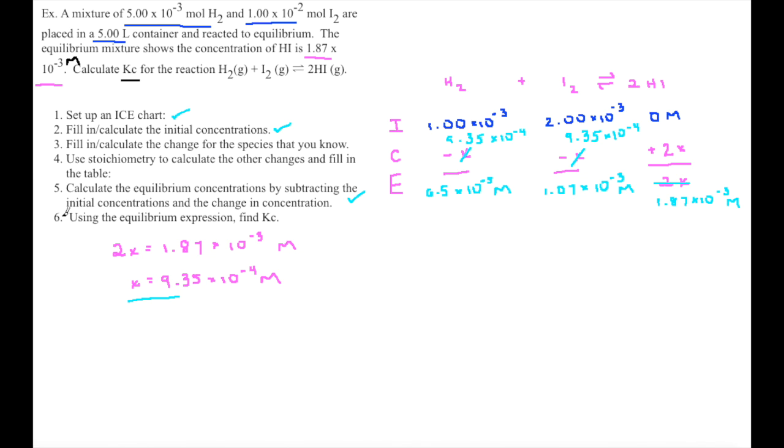And finally, my last step, which I still need to do, I need to use these values in order to calculate my Kc. Well, I know Kc equals the concentration of HI squared all over the concentration of H2 times the concentration of I2. So now I can just simply calculate my Kc. I'm going to plug in all the values I know. I know the concentration of HI is 1.87 times 10 to the negative third.